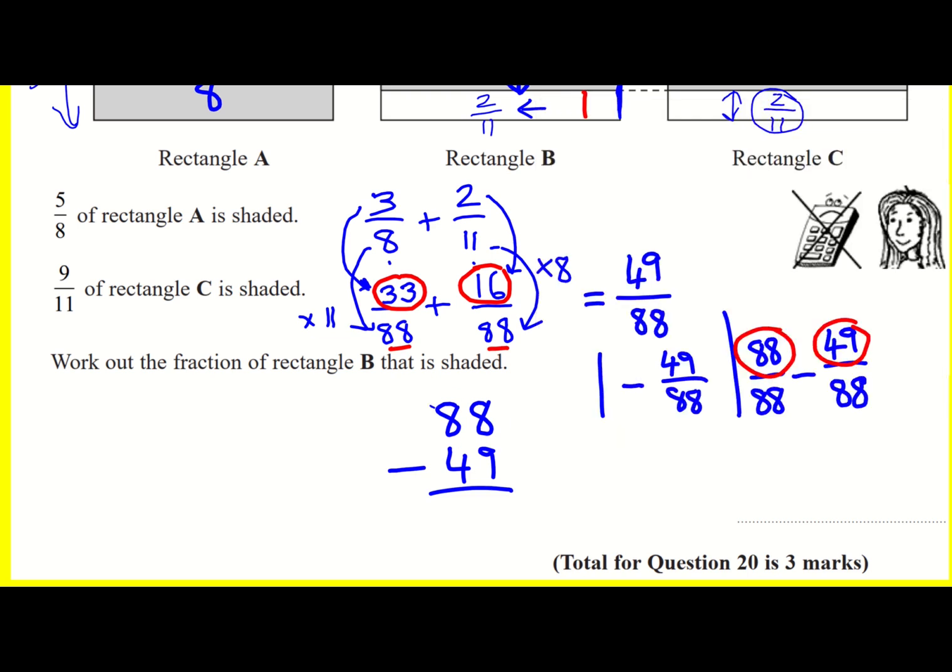8 take away 9 I can't do, so I'm going to borrow from there. It becomes 18. 18 take away 9 is 9. And 7 take away 4 is 3. So I'm left with 39/88.